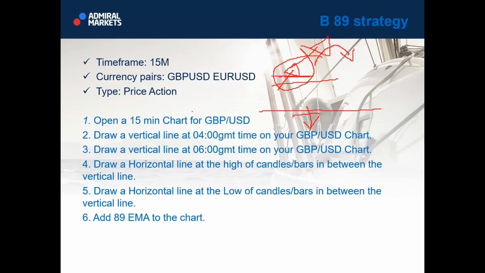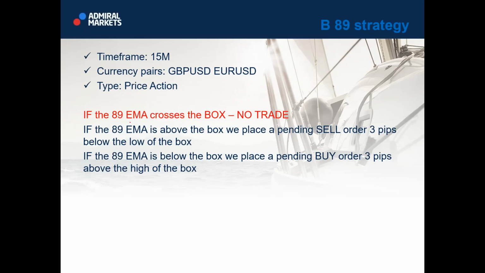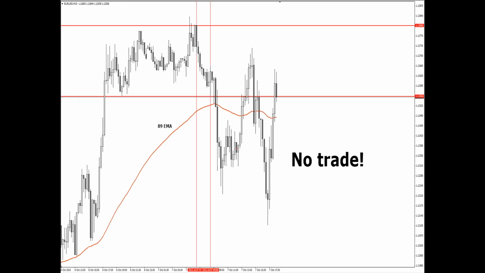Okay, so these were the rules. If the 90 EMA crosses the box, no trade. If the 90 EMA is above the box, we place a pending sell order. Yes, EMA is a Fibonacci number and it's a filter. Now, if the 90 EMA is below the box, we place a pending buy order, 3 pips above the high of the box. Otherwise, no trade, guys. We mark the sessions here.